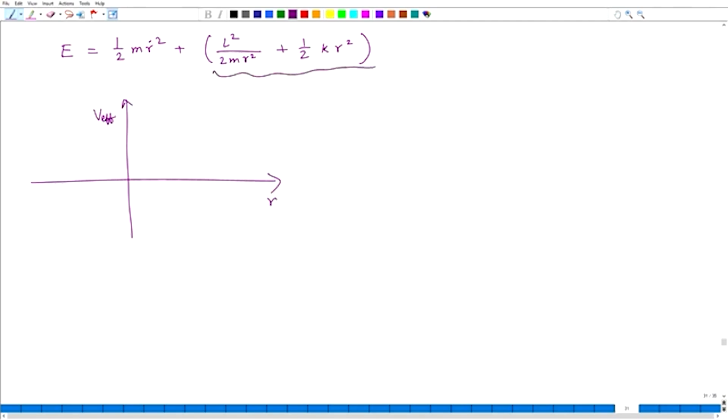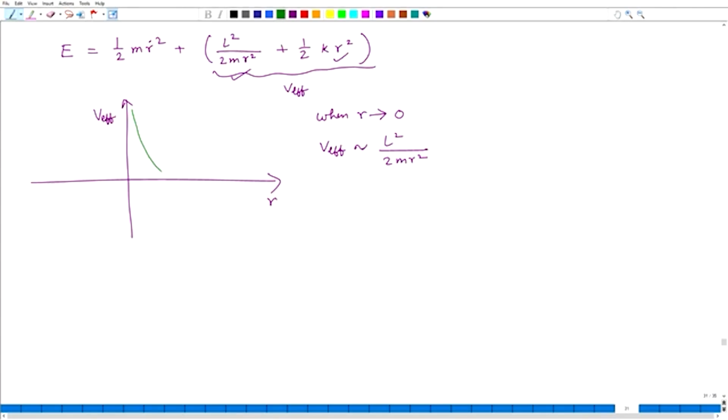So, this is simply V effective. Okay. So, you see that here this is quite easy. When R tends to 0, then this term is getting very small, but this term is getting large enough, so that your V effective will be approximately L square by 2 m r square, and that is why you will have something like this.